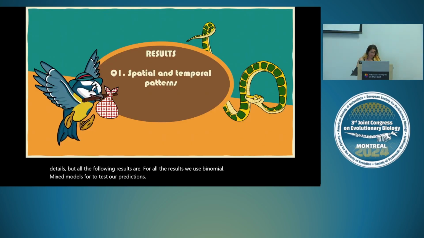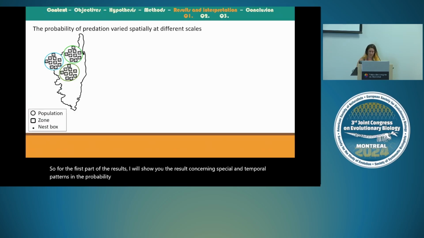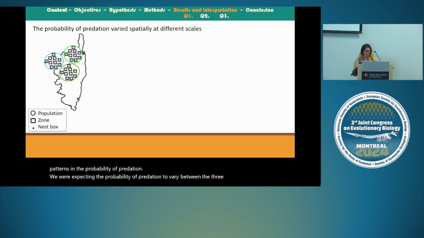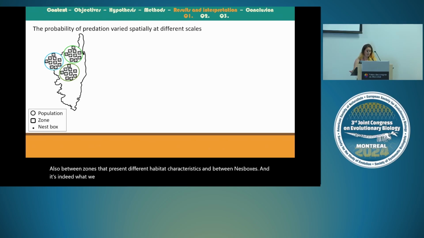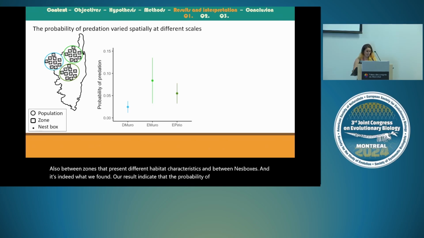So for the first part of the results, I will show you the results concerning spatial and temporal patterns in the probability of predation. We were expecting the probability of predation to vary between the 3 populations, also between zones that present different habitat characteristics, and between nest boxes, and it's indeed what we found. Our results indicate that the probability of predation is higher in the 2 evergreen populations compared to the deciduous one.